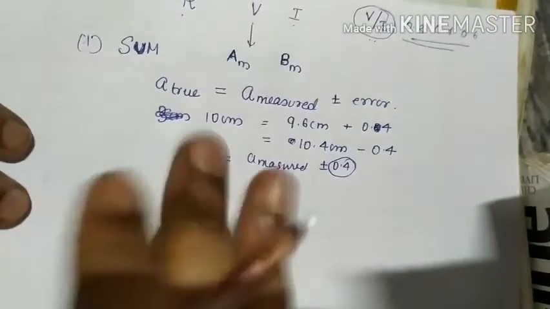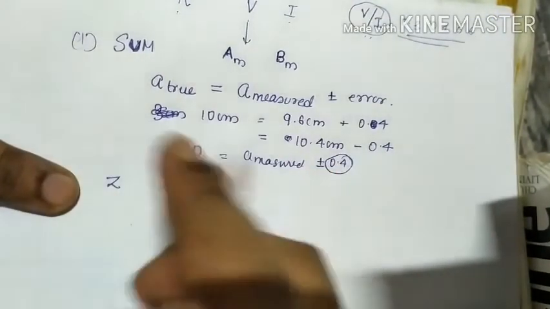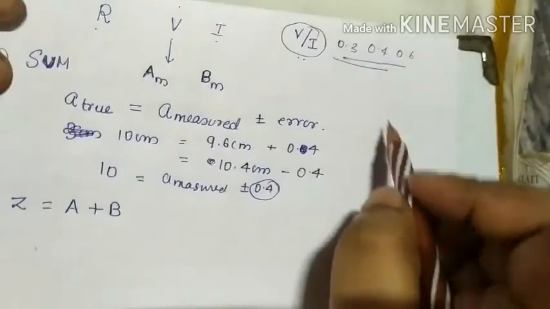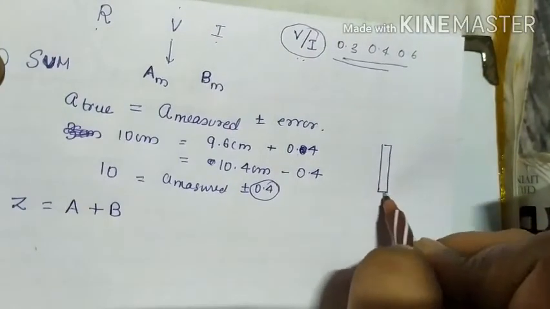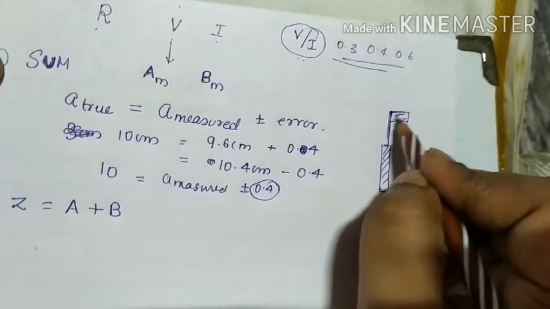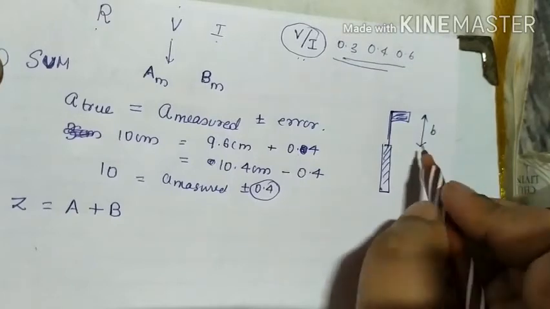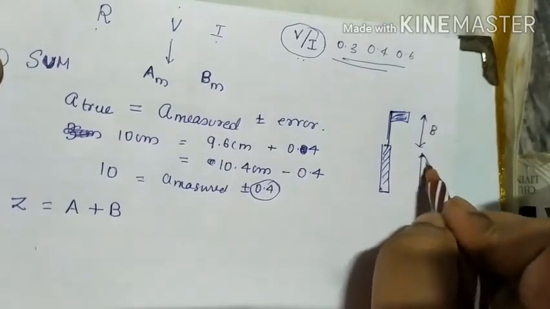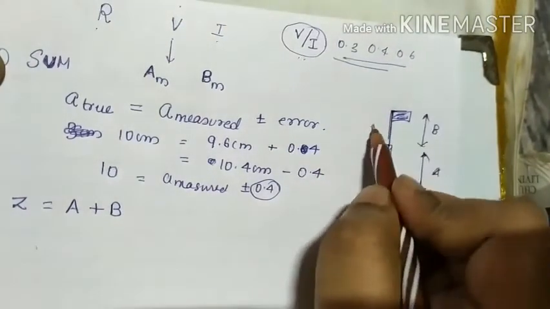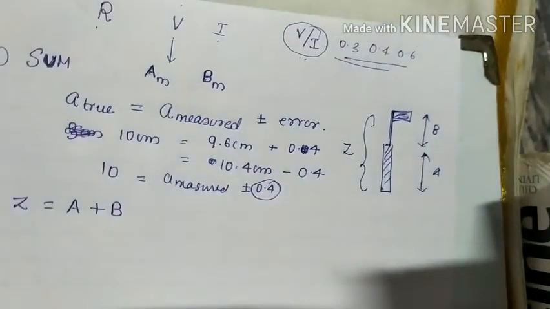So I'm going to introduce an expression: there is an equation Z, the result, is equal to A plus B. Suppose I have a rod like this and there is a flag like this, and this flag has a length B, let's take capital B, and this stand has a length A. Now you are asked what is the total length, that is your Z. So Z will be equal to A plus B. I can write it like this, simple.